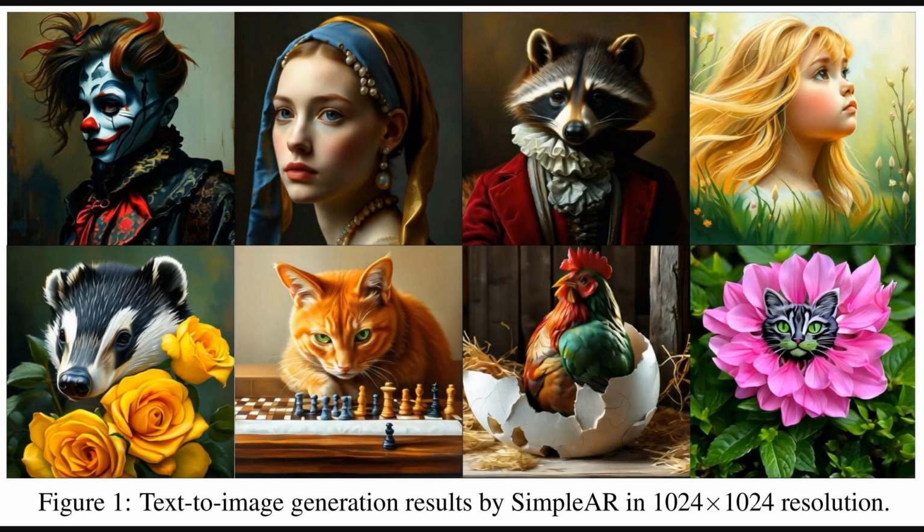Figure 1 here shows off the kind of results SimpleAR can produce. These are text-to-image generations, all at that high 1024 by 1024 resolution we talked about. You can see a pretty wide range of subjects and styles, from detailed portraits like the clown or the woman with the pearl earring, to animals in whimsical situations, like the raccoon in a coat or the cat playing chess. The image quality looks quite high, demonstrating that ability to generate detailed and aesthetically pleasing outputs they mentioned.